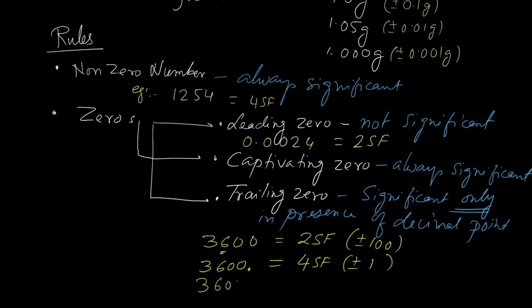And if we have 3600.0, that would be 5 significant figures.